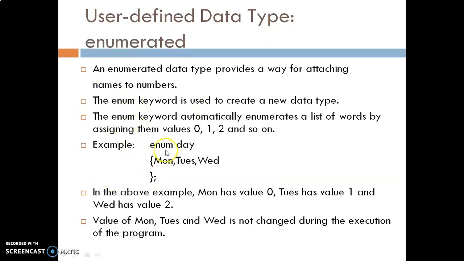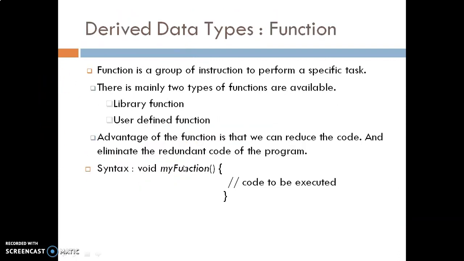Similarly, for enum also you can use it. Here we are using the user defined data type enum, and then Day is the name, and these all have fixed values. The enum keyword automatically enumerates a list of words by assigning them values from 0, 1, 2 and so on. In the above example, Monday has the value 0, Tuesday has the value 1 and Wednesday has the value 2. So the values of Monday, Tuesday and Wednesday are not going to change as we have fixed them. It always starts from 0. This is also a user defined data type.